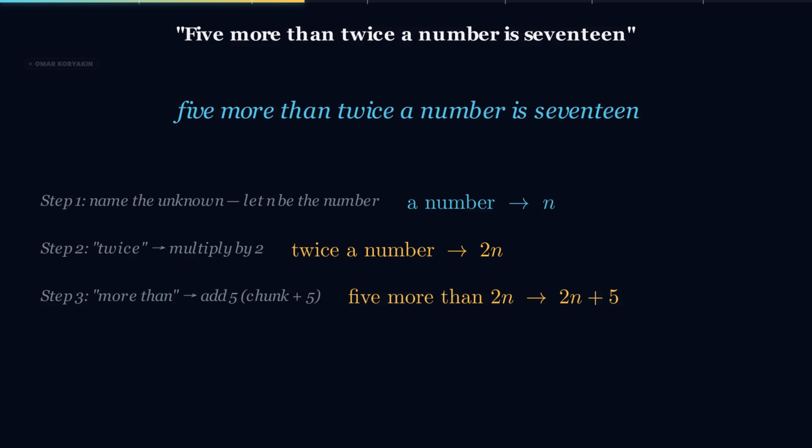Step 3. Assemble the equation using the operators in the order the keywords appear. Twice a number gives 2n. 5 more than that gives 2n plus 5. The word "is" yields the equal sign, and the number 17 becomes the right side. The full equation reads 2n plus 5 equals 17.